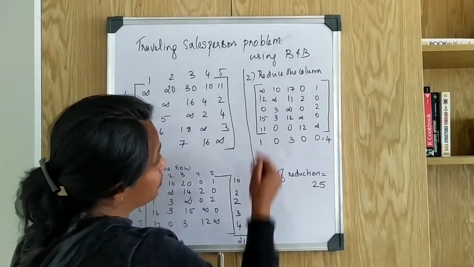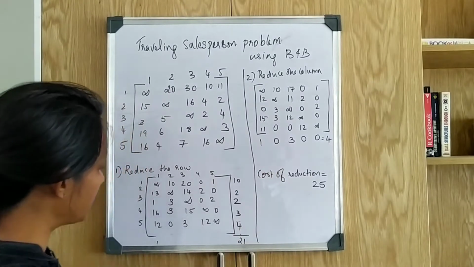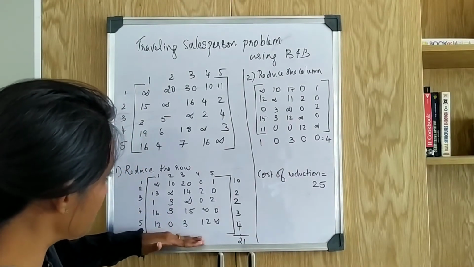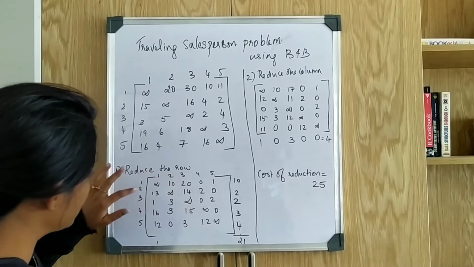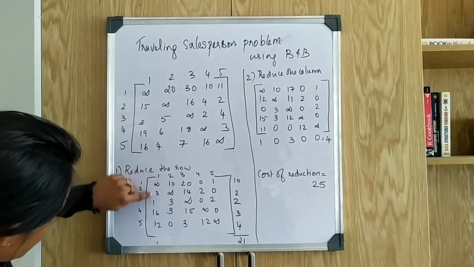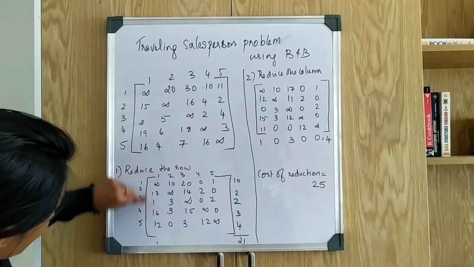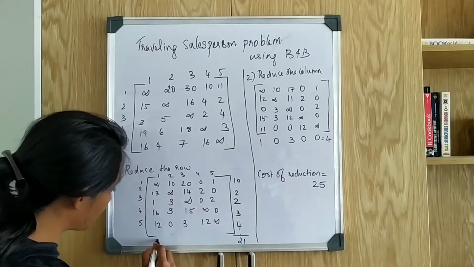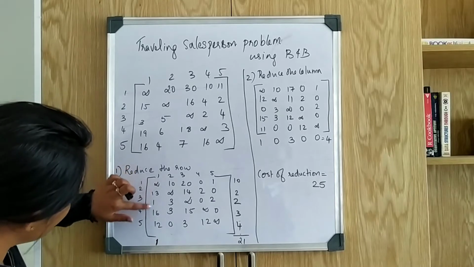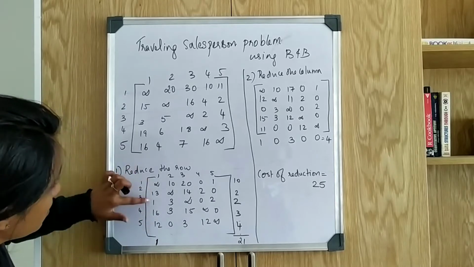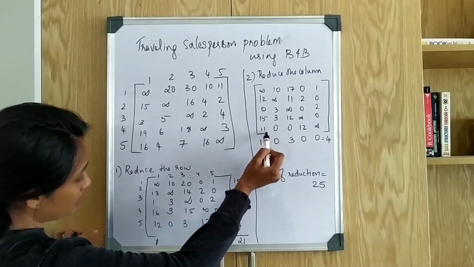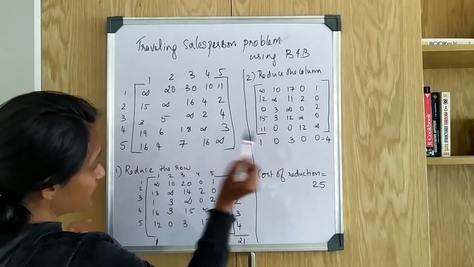Next, let us reduce the columns. We are going to work on this matrix itself, which is already row-reduced. Now you are going to reduce column-wise. When you look at this column in the matrix, the minimum weight is 1. Take 1 outside and subtract 1 from each and every weight within this column. So it will be 12, 0, 15, and 12 minus 1 is 11.